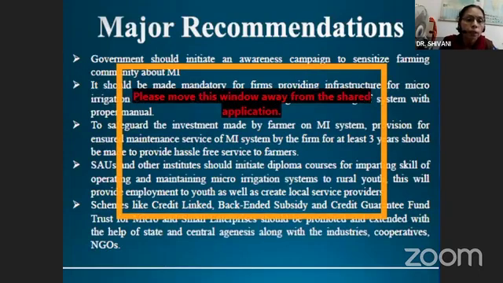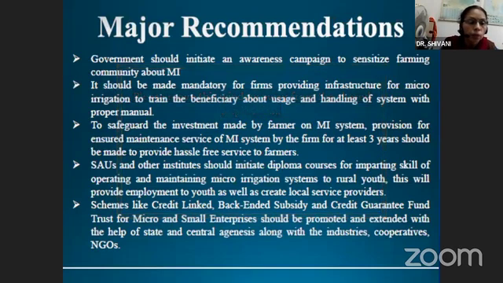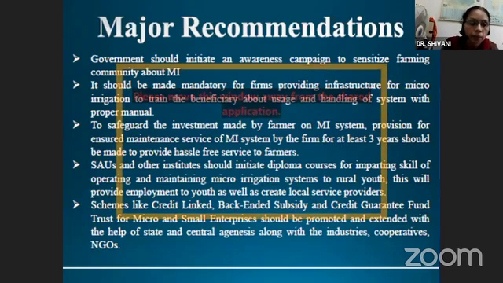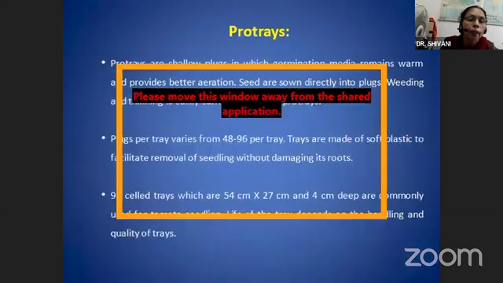Then major recommendations. These are the major recommendations given by the government, and nowadays the farmers are adopting drip irrigation because the government is providing subsidy, as well as they are getting knowledge and technologies from universities and agriculture KVKs and agriculture universities. So schemes like credit linked back ended subsidy and credit guarantee fund should also be promoted and extended with the help of state and central agencies along with the industries, cooperatives and NGOs.